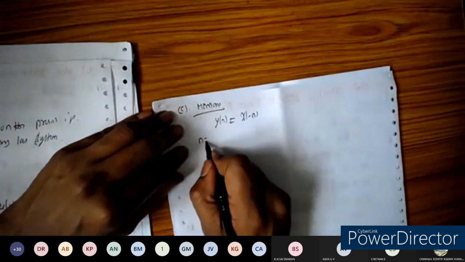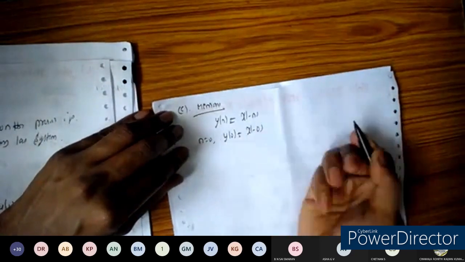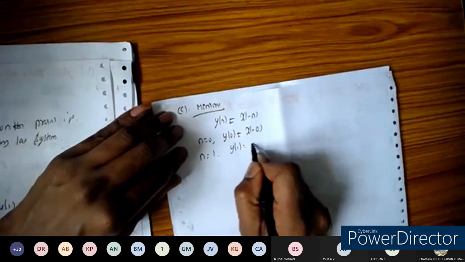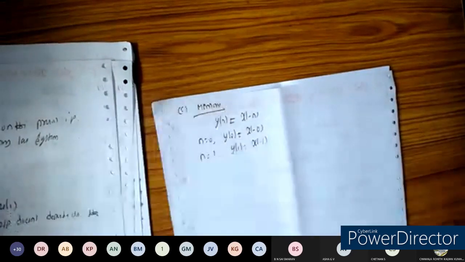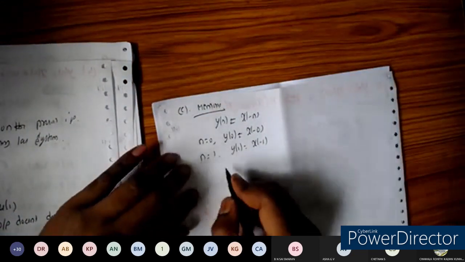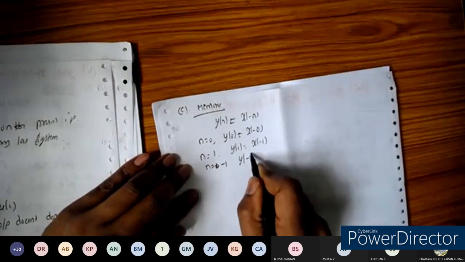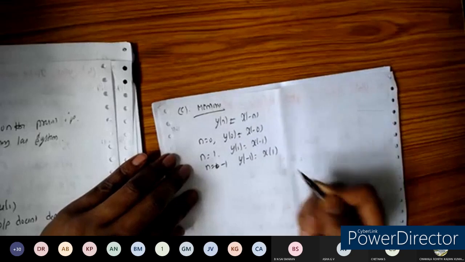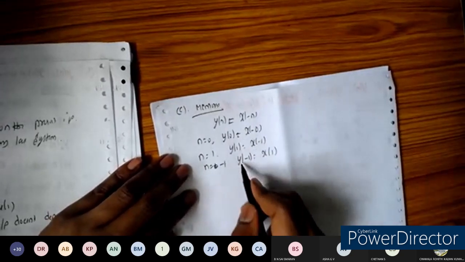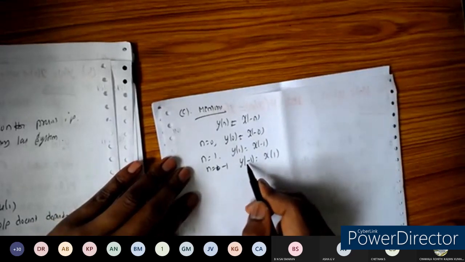Let me substitute n equal to 0. We get y of 0 is equal to x of minus 0. Let us substitute n equal to 1. So y of 1 is equal to x of minus 1. If I substitute n equal to minus 1, you can say y of minus 1 is equal to x of plus 1. So you can see the present value of the output depends on past and future values. For example, this is minus 1 I'm substituting here.